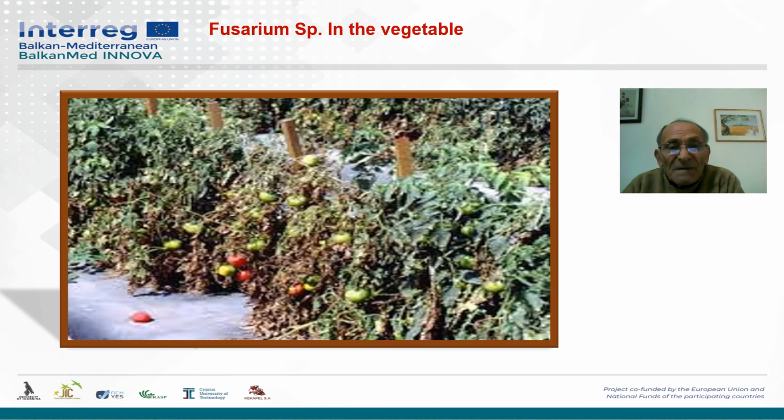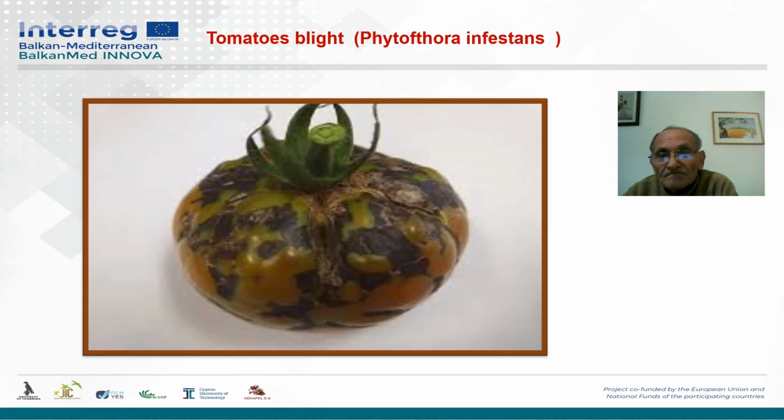Fusarium species is a big group of diseases, especially in vegetables, outdoor and indoor. We see here a heavy infection in tomatoes. The symptom is tomato blight, Phytophthora infestans, a heavy infection.